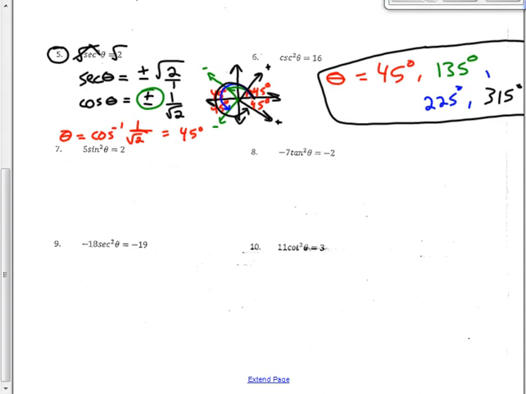If I take the cosine of them, I will end up with plus and minus 1 over the square root of 2. If I take the secant of them, I'm going to end up with plus and minus the square root of 2. And if I take the secant squared of them, then I'm going to end up with a 2. These are the values that will happen.